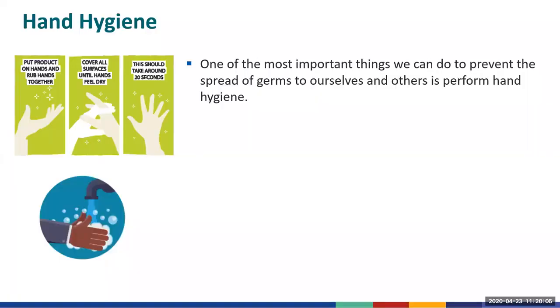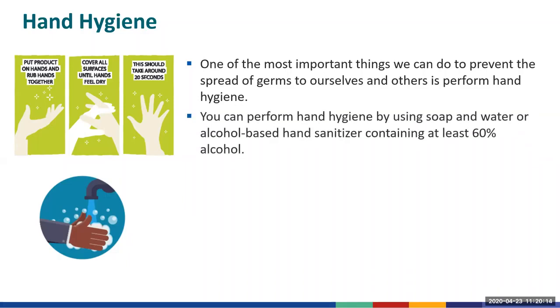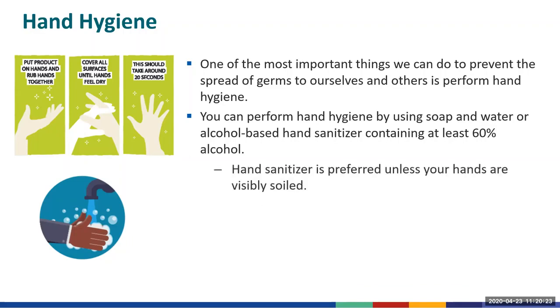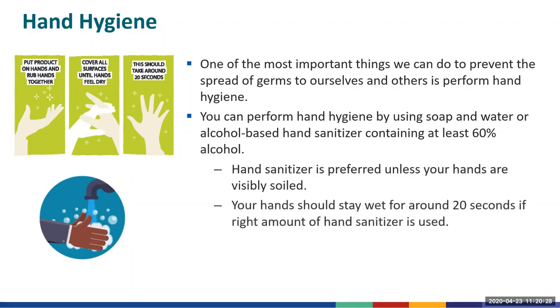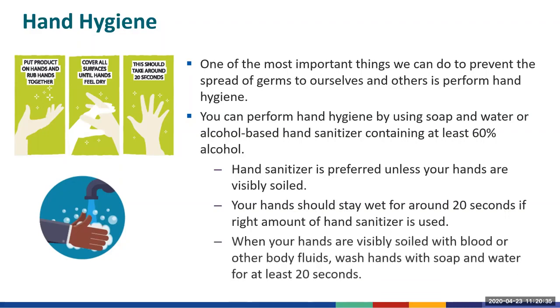One of the most important things we can do to prevent the spread of germs to ourselves and others is perform hand hygiene. You can perform hand hygiene by using either soap and water or alcohol-based hand sanitizer containing at least 60% alcohol. Hand sanitizer is preferred unless your hands are visibly soiled. Using the right amount of hand sanitizer should allow your hands to stay wet for around 20 seconds. When your hands are visibly soiled with blood or other body fluids, wash them with soap and water for at least 20 seconds.